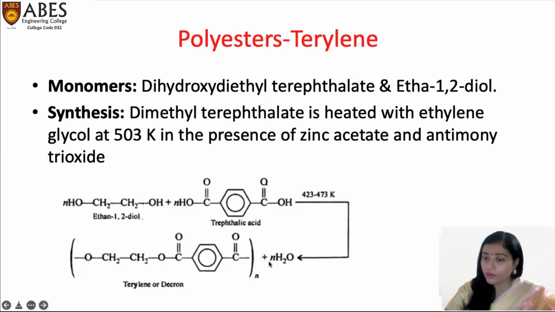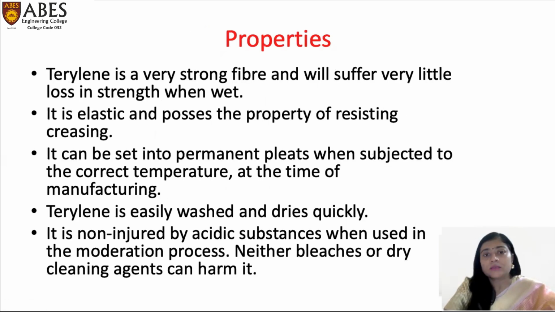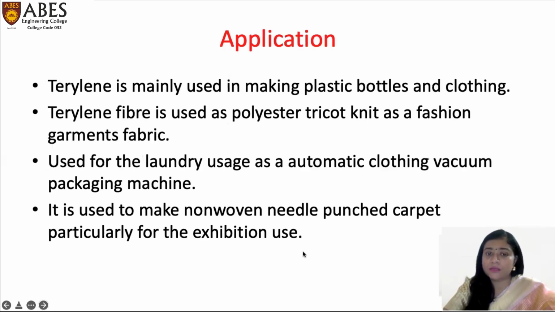It is also popularly known as PET. The properties of terylene: it is a very strong fiber. It suffers very little loss in strength when wet. It is elastic and possesses the property of resisting wrinkling. It can be set into permanent pleats when subjected to the correct temperature at the time of manufacturing. Terylene is easily washed and also dries quickly. It is not injured by acidic substances when used in the modernization process. Neither bleaches nor dry cleaning agents can harm it.